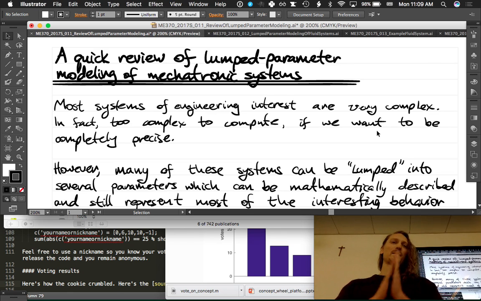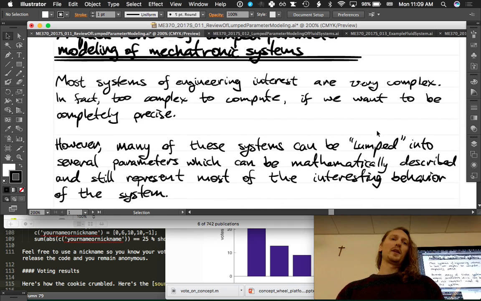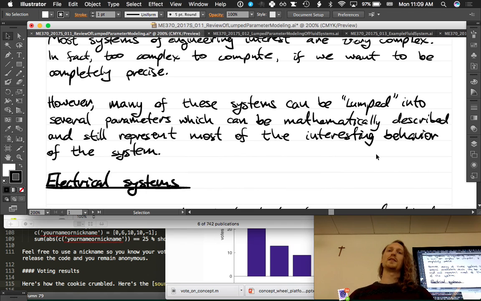Okay. So, a quick review. Most systems of engineering interest are very complex. In fact, too complex to compute if we want to be completely precise, because you get down to the quantum level and you can't really compute all of those things unless you have a computer that is unimaginable today. Okay? So, we can't do it. However, many of these systems can be lumped into several parameters which can be mathematically described and still represent most of the interesting behavior of the system.